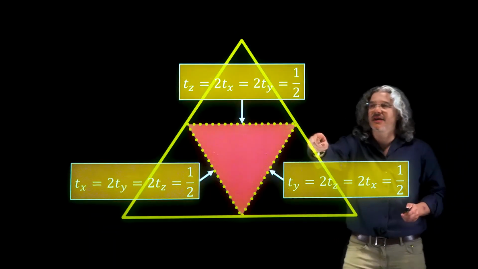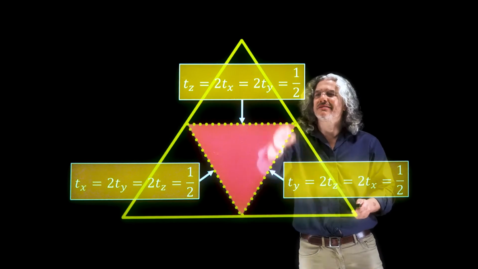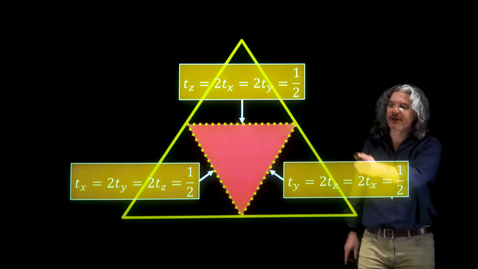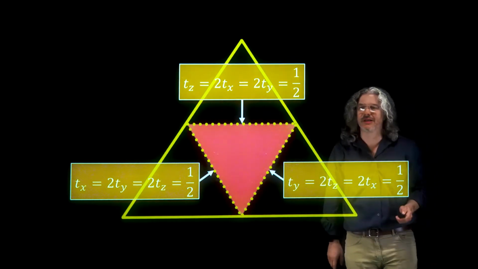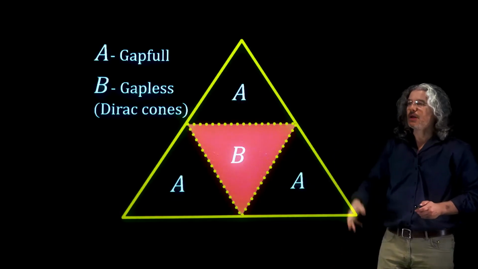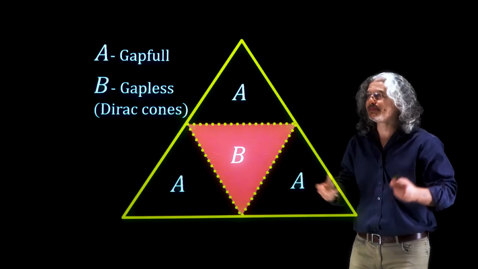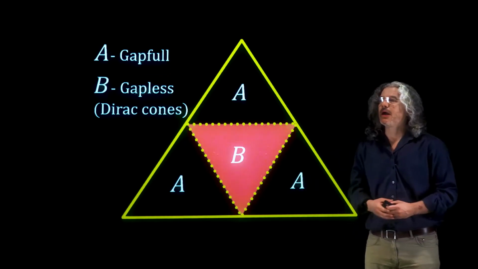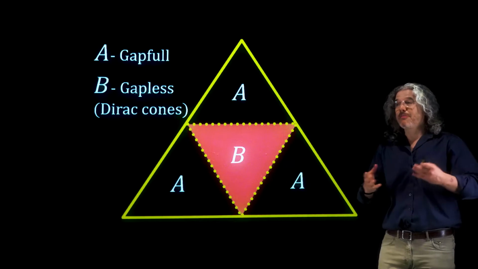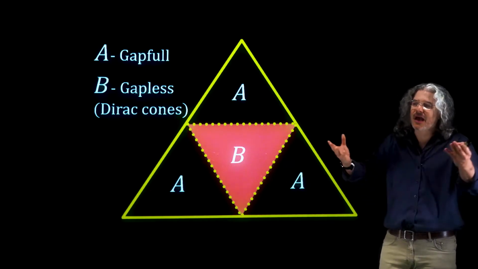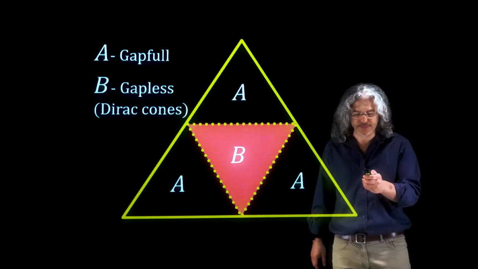So these lines are Tz equal to 2Tx equal to Ty equal to 1/2, and there are additional two equivalent lines. What we found is that there are two phases. The A phase is gap full. There is a gap in the system. And the B phase is a gapless state. This describes the Dirac cones of graphene.